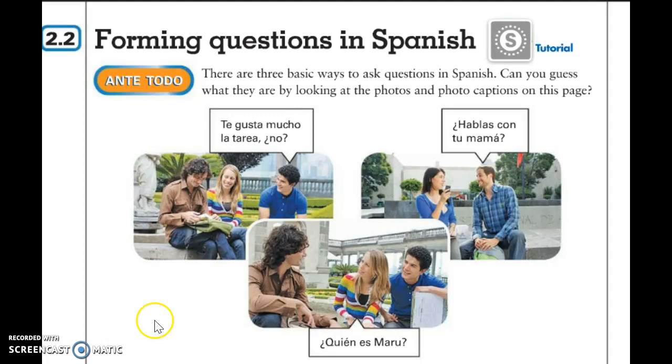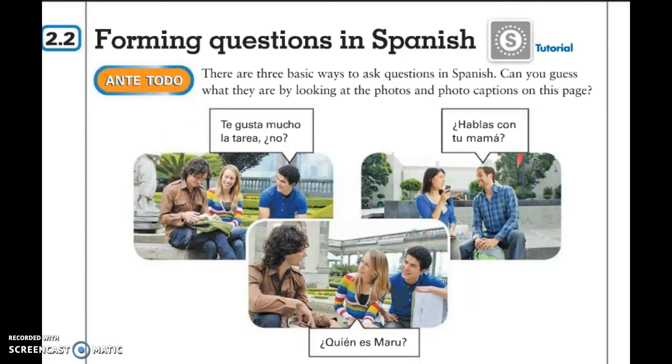As you will see, in one instance, you simply say the statement you would say in an affirmative statement and then add no at the end. ¿Te gusta mucho la tarea? No.